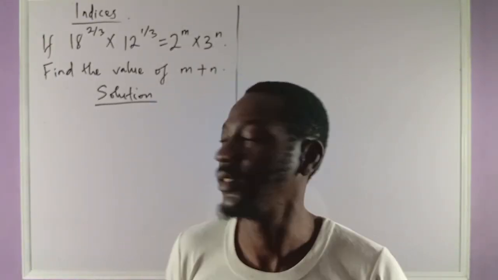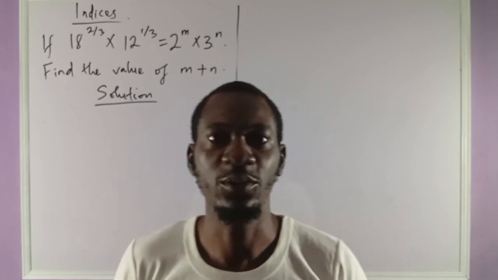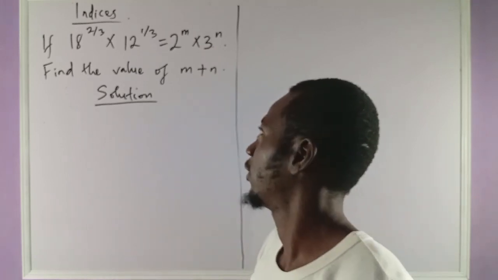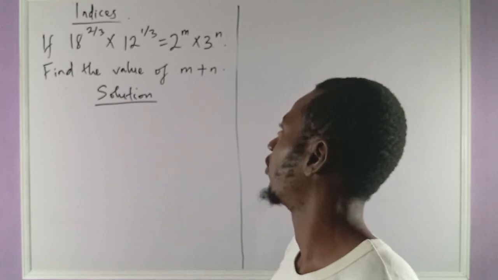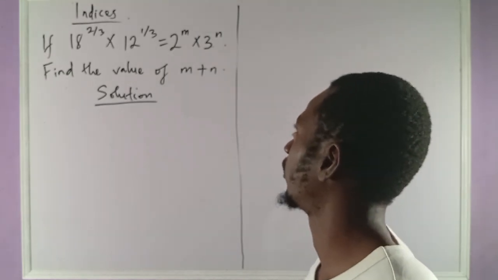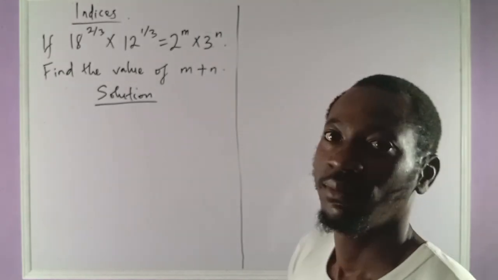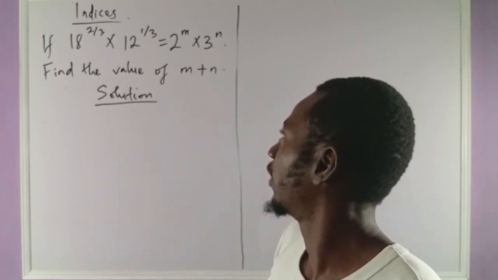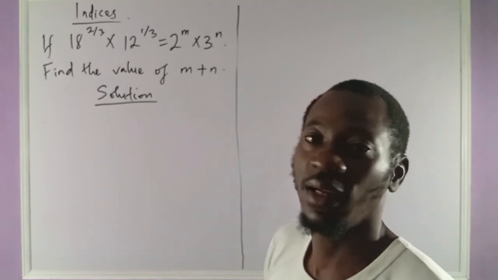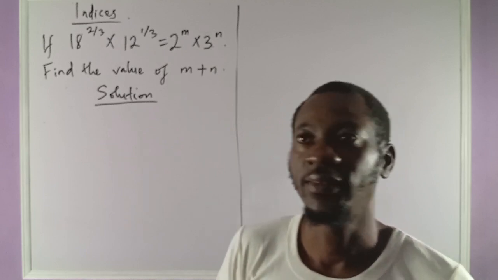Today we'll be learning indices and we have a question on the board which says: if 18 raised to power 2 over 3 multiplied by 12 raised to power 1 over 3 is equal to 2 raised to power m multiplied by 3 raised to power n, find the value of m plus n.